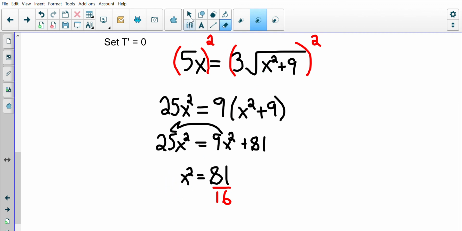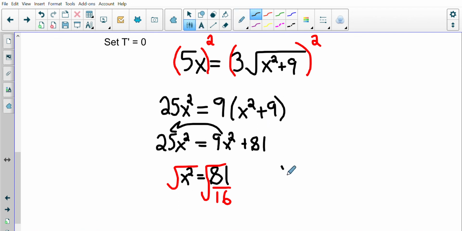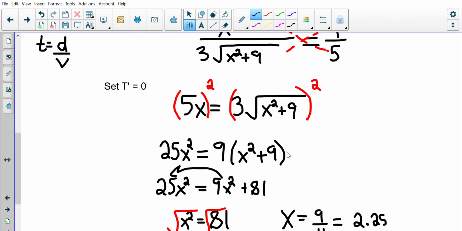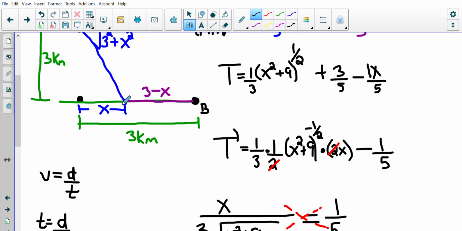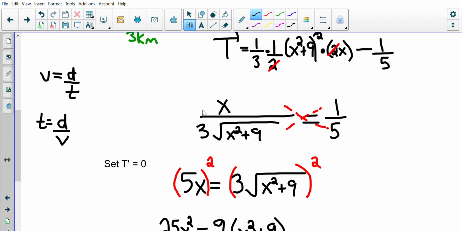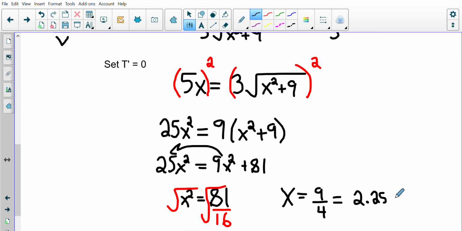My last step is to get x by itself, so I get rid of that little 2 by square rooting both sides. I end up with x equal to the square root of 81, which is 9, over the square root of 16, which is 4. So it's 9/4, or as a decimal, 2.25. And that x value, if you go back up to our diagram, is how far upshore, which is 2.25 kilometers.